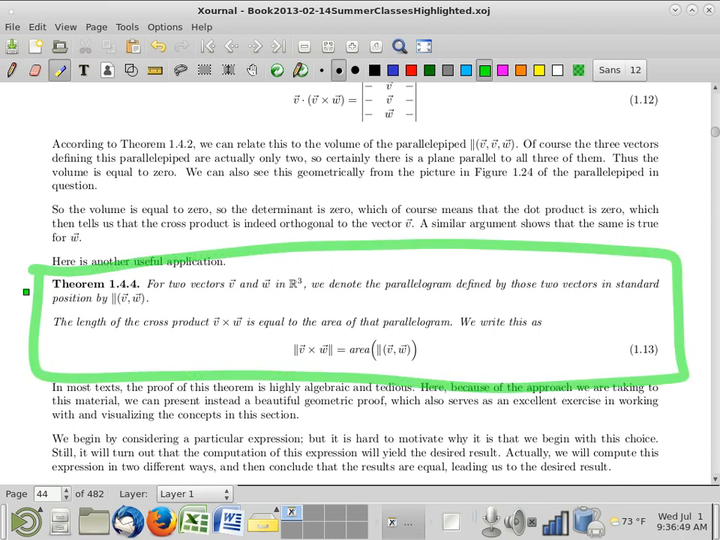This result here, if you have a pair of vectors in R3. Now, that's sort of unexpected. We've talked about geometric results if you have 2 vectors in R2, 3 vectors in R3. Here we have 2 vectors in R3. Now, they define a parallelogram. And so how would I compute the area of that parallelogram?